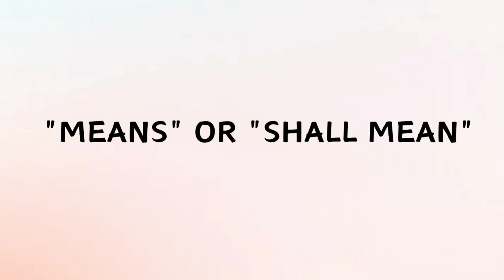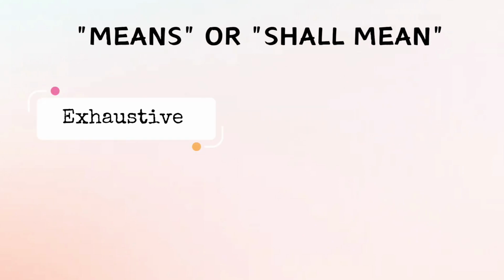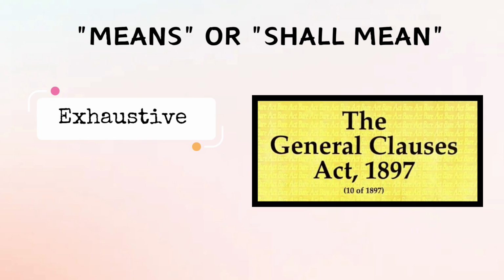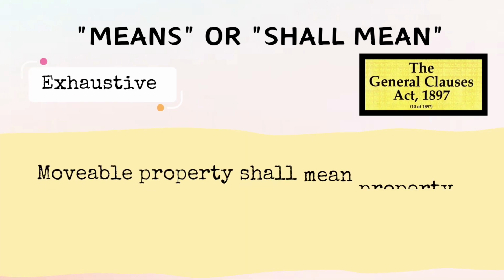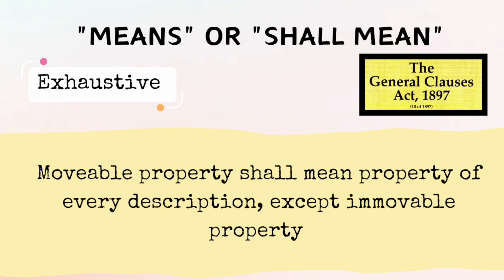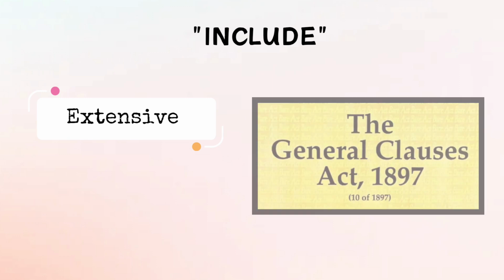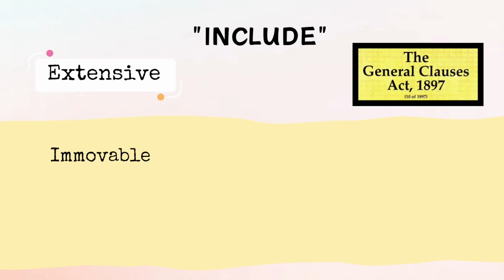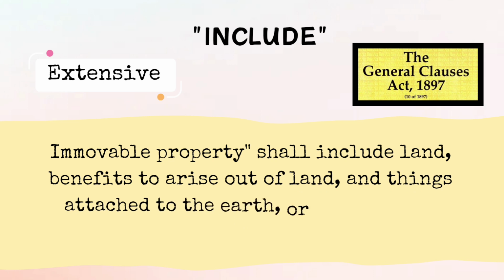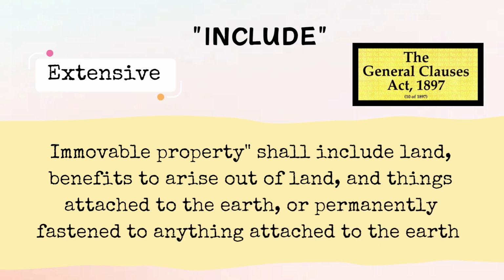"Means" or "shall mean" implies a restrictive and exhaustive interpretation, as seen in the definition of movable property under the General Clauses Act 1897. The definition says that movable property shall mean property of every description except immovable property. The word "include" implies an extensive interpretation, illustrated in the definition of immovable property under the same Act. Immovable property shall include land, benefits to arise out of land, and things attached to the earth or permanently fastened to anything attached to the earth.